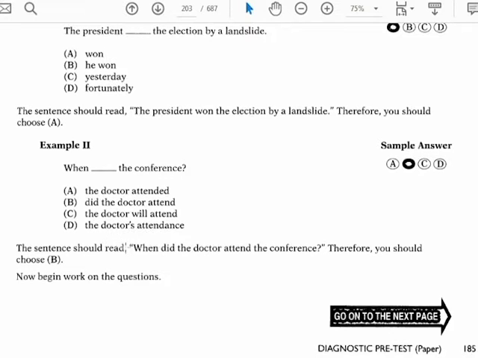Okay, now we go to the second example problem. Question 2 is: when the conference. The answer is B. Why? Because the sentence in answer B shows the simple past grammar in the form of a question sentence. So we have to answer B. Answers A, C, and D do not match the structure of simple past grammar.